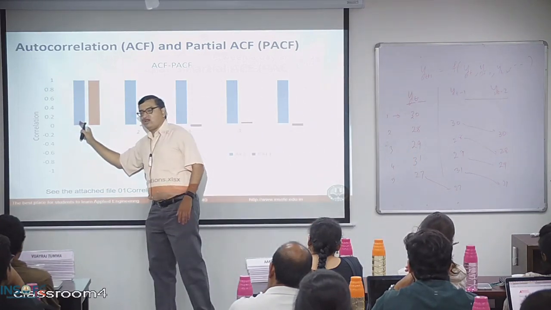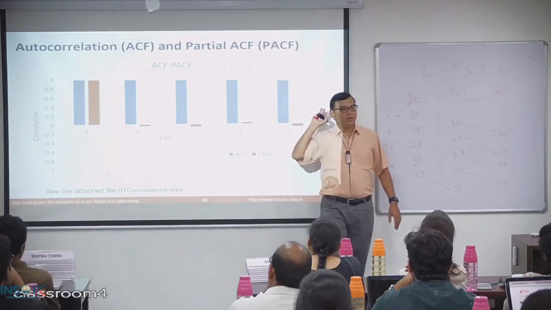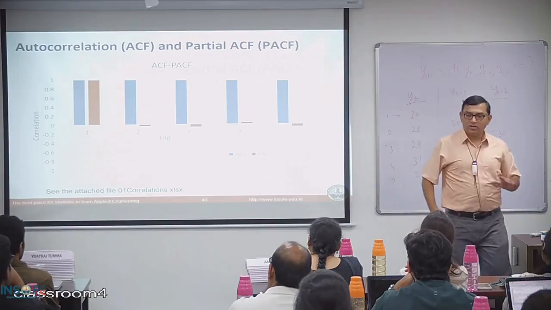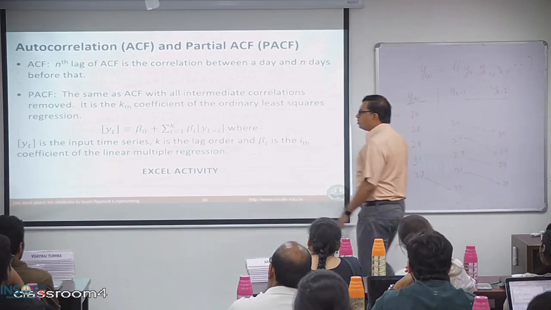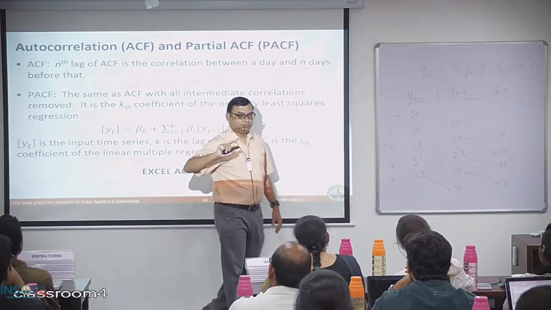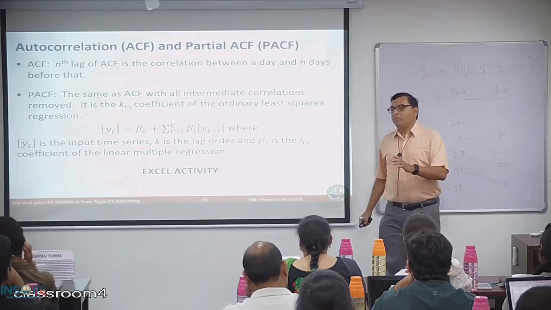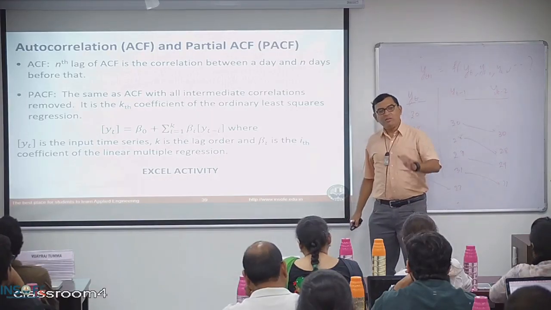In addition, I have this red bar here. Let me now talk about what the red bar is. The red bar talks about a partial autocorrelation function. What it does is something related but slightly different.